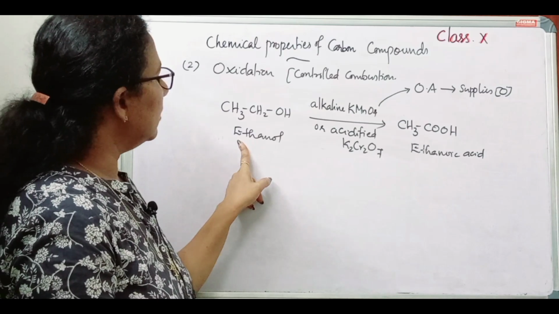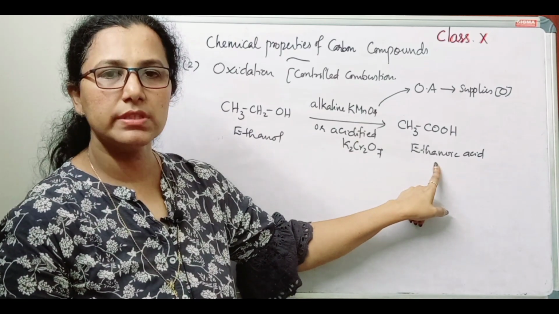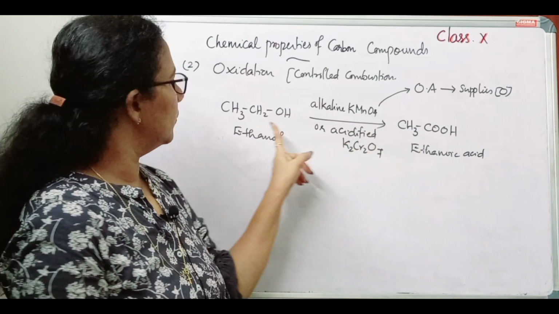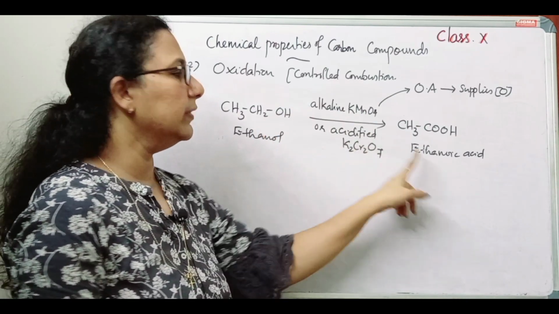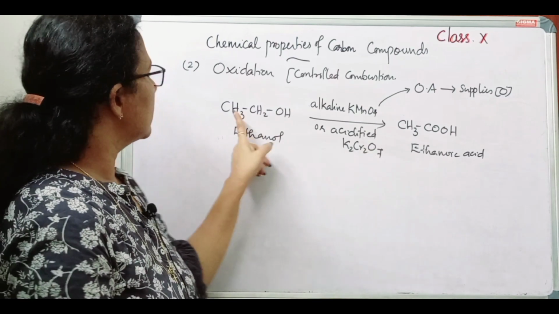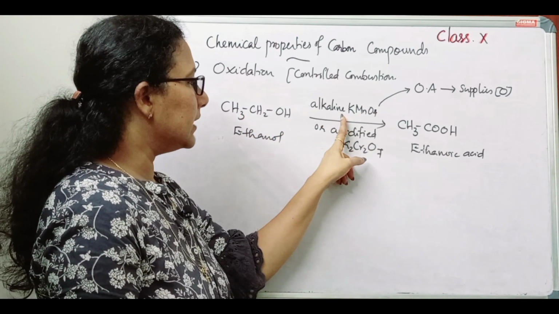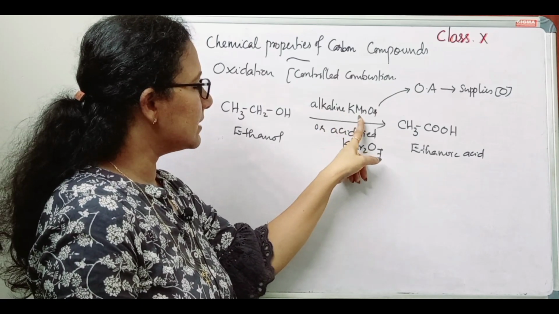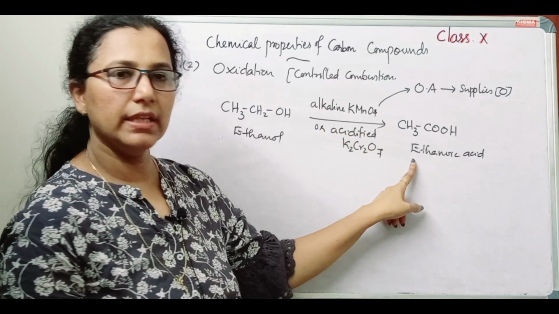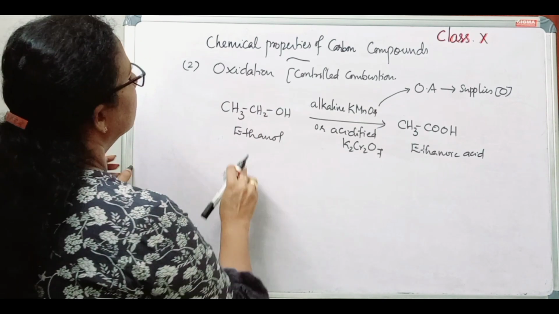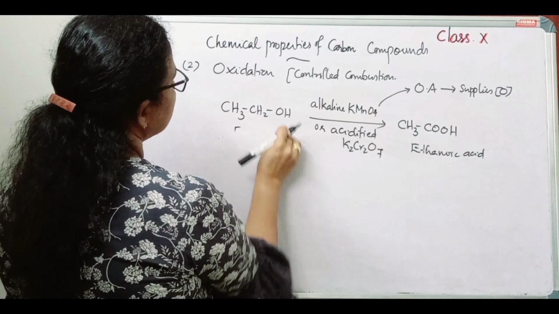So alcohol on oxidation gives carboxylic acid, but the corresponding acid will be formed. When we are taking ethanol, we will get ethanoic acid. So CH3CH2OH, that is ethanol, on oxidation in presence of an oxidizing agent like this, we will get ethanoic acid. So this is the second property of carbon compounds.